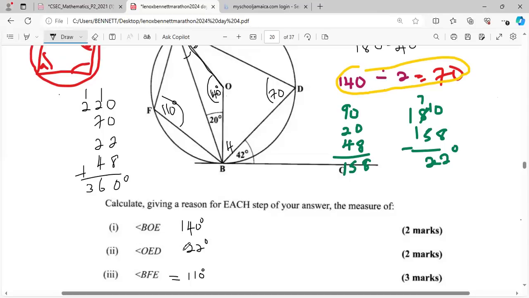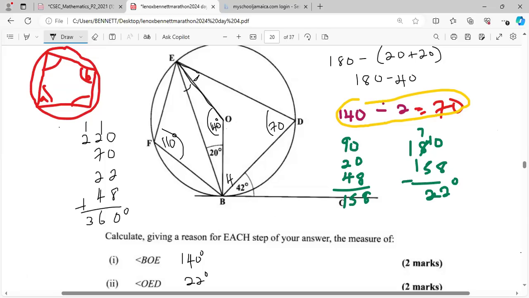When they say OED, depending on what you use, you could use angles in a triangle, or you could use interior opposite. And for BFE, you're going to tell them it's a cyclic quadrilateral, supplementary, adds up to 180. It doesn't have to be a long sentence, but just mention it's cyclic and it adds up to 180, and they give you the mark for that. My teacher doesn't really like when I chat a lot. You understand? Just give them a short little something.